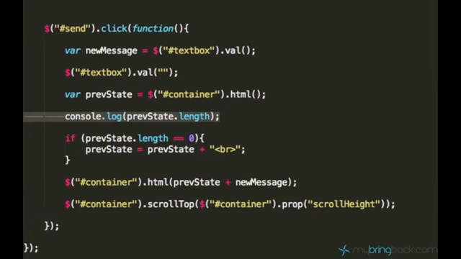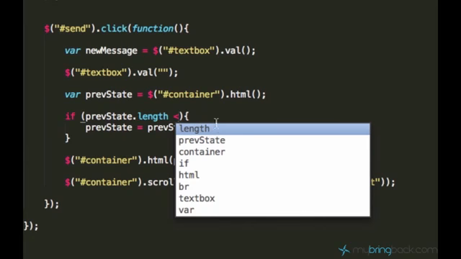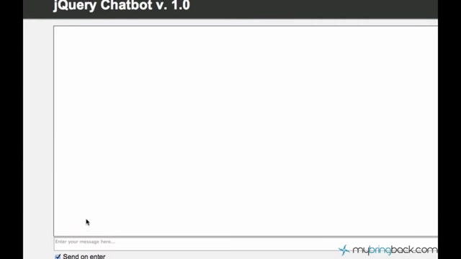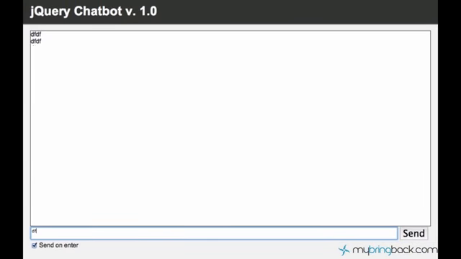So let's go ahead and say if previous state length is less than 4, we should add the line break. Let's test it. No, it doesn't work. I'm sorry, I think it should be greater than 3. Yeah, now it works. Now we got rid of this empty blank line before the first message.